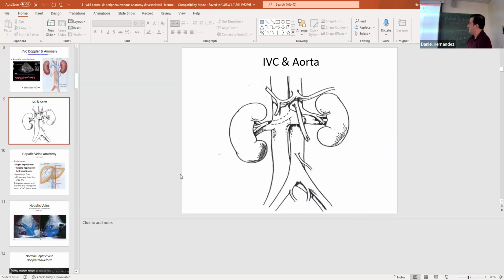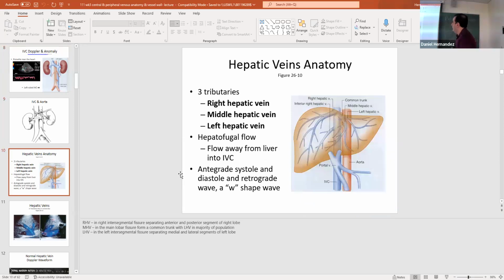So this is just another diagram showing aorta and IVC in relation to each other. So hepatic veins. There we go. So we have three tributaries. There's a right, middle, and left hepatic vein. Each of those drain into the inferior vena cava.